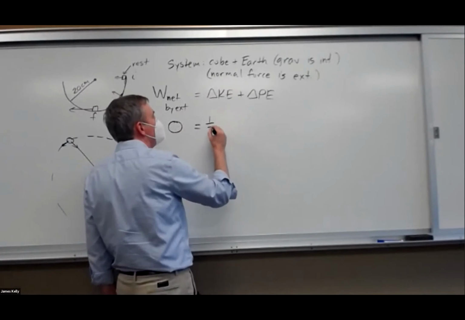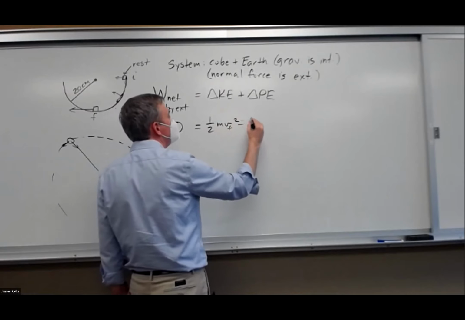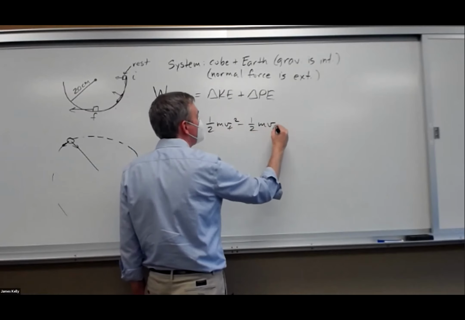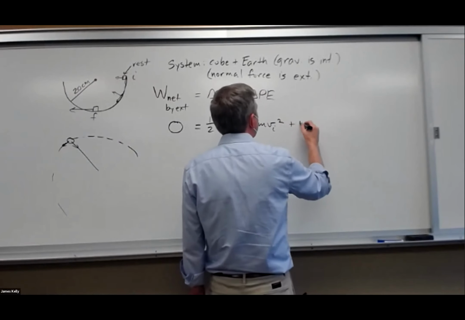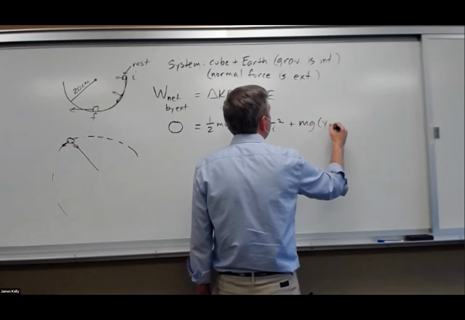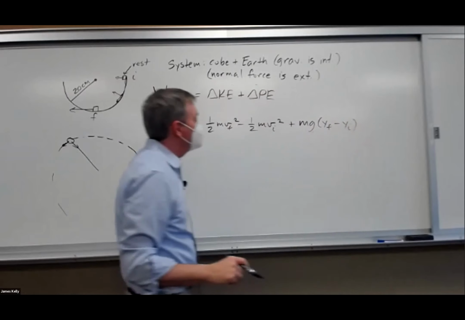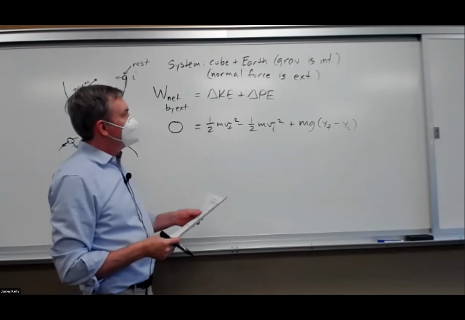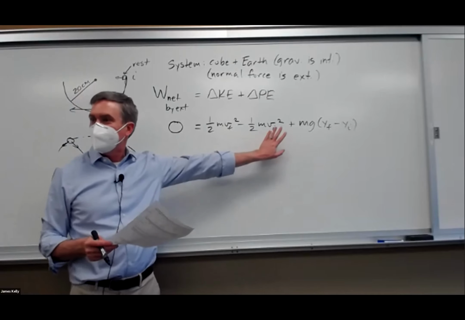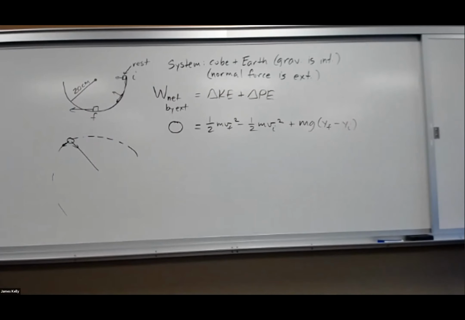Okay, brainless mode: 1/2 mv final squared minus 1/2 mv initial squared, plus mg times y final minus y initial. This is the kind of stuff you love on an exam because it sort of calms you down. I don't have to really think and be creative. Again, oftentimes you'll find it's convenient to factor out that mg factor. Okay, I'm going to let you solve the rest of this. We've set it up here. See if you can figure out what to substitute in so that we can solve for v final.